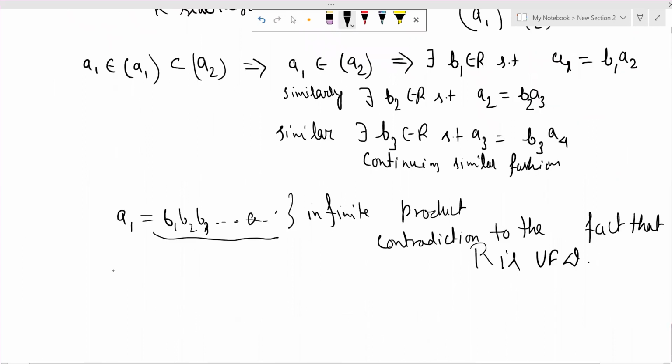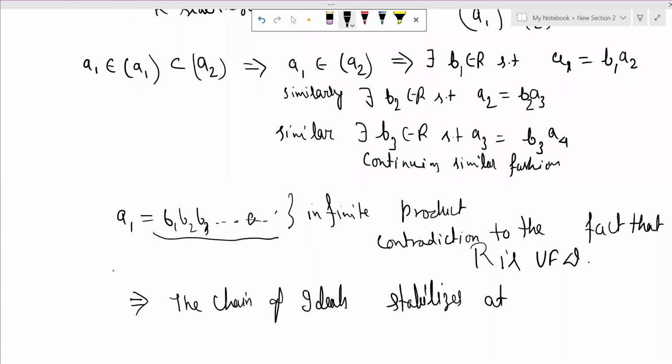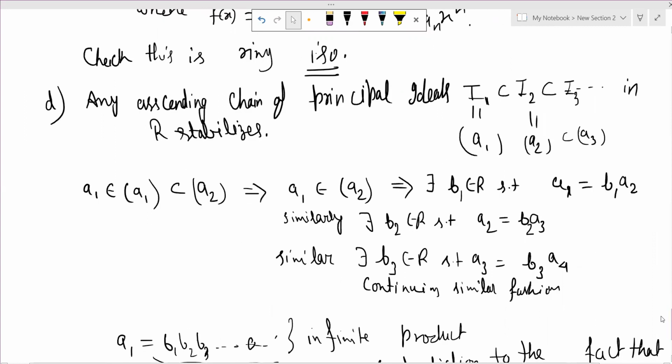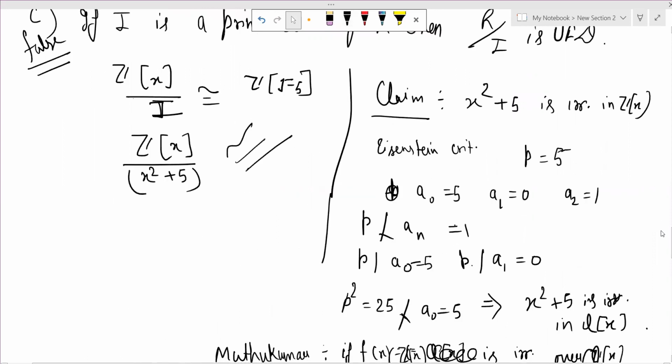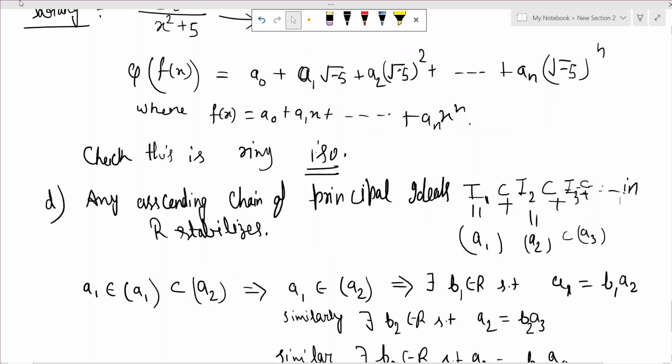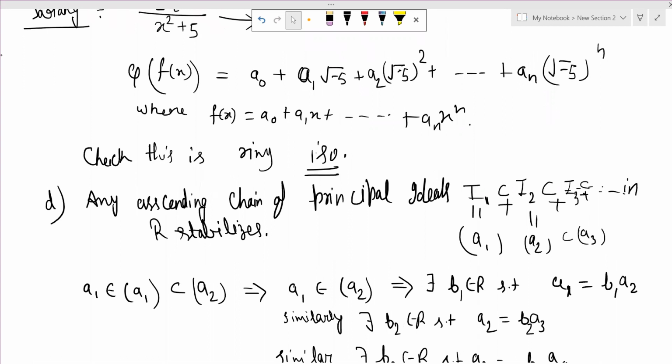So this contradicts the fact that R is a UFD, which implies the chain of ideals stabilizes at a finite stage. So what did we prove? If this containment is strict, we get an infinite factorization, right? So this chain should stabilize at a finite stage, right? So we are done. So this one is a true statement. True.